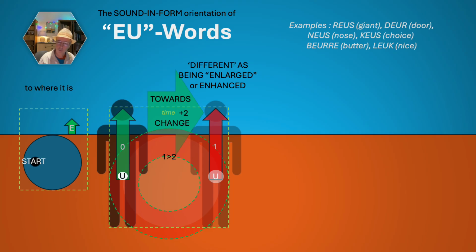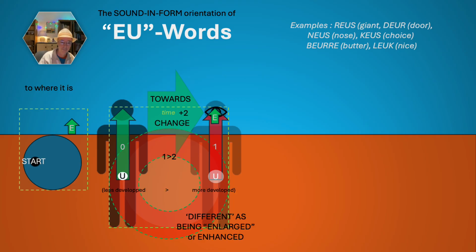or, it's not exactly, but okay, let's have it as well, butter, and LEUK, which is nice. So mostly these Dutch words fit quite well with that sound. Let's find out. I have first REUS, which means giant.